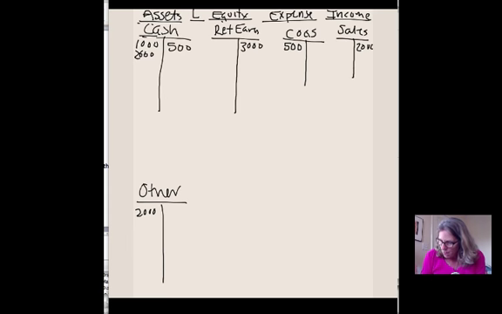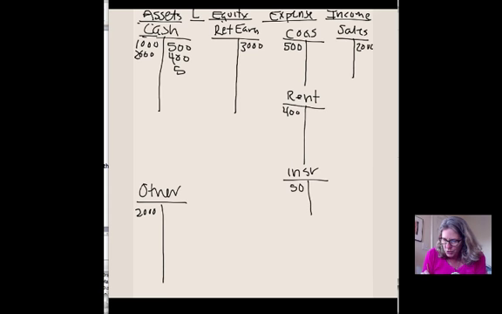The next one is I paid rent, and so what I'm going to do is start to actually create new T accounts that correspond to the expenses. So I have rent of $400, so I put it here as another expense category, and then I decrease the cash account by that same amount. Insurance, I'm going to make another expense account for $50 of insurance, and then decrease cash.